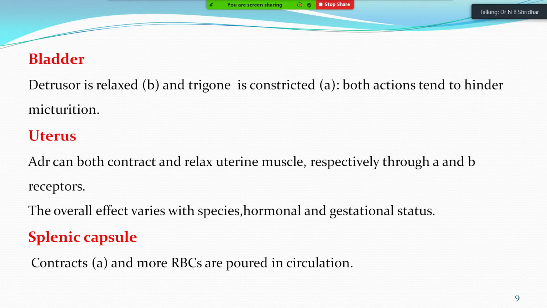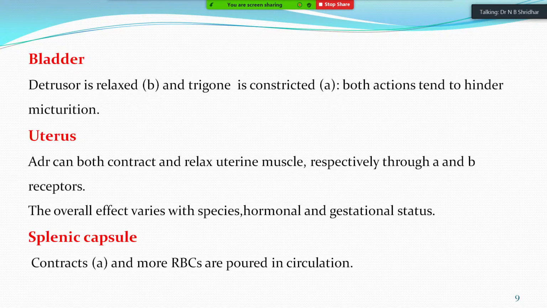I think you know very well about the detrusor and trigone muscles, as by this time you have already undergone the anatomy classes. So both actions tend to hinder micturition. So whenever you are in tension or anxiety, the micturition will be hindered, or it is drop by drop, as you might have experienced many times.